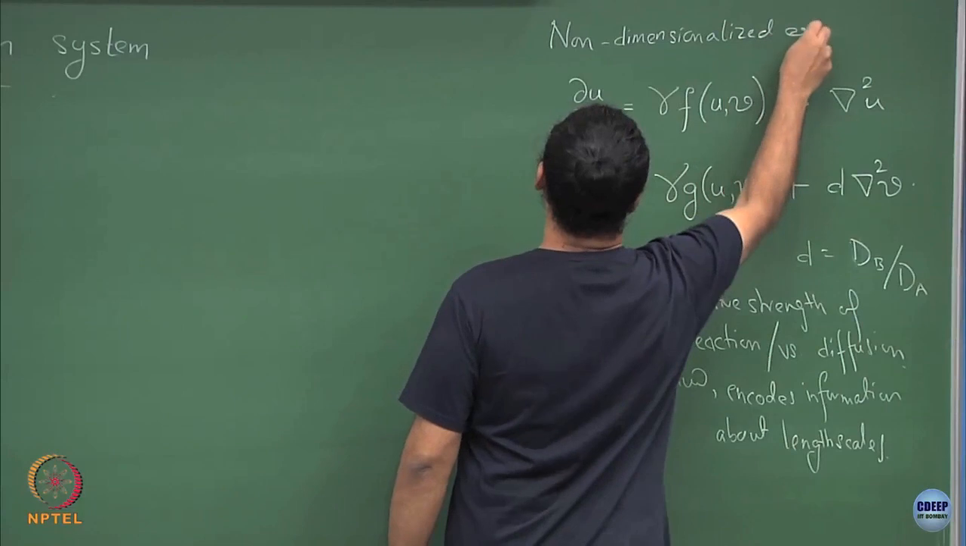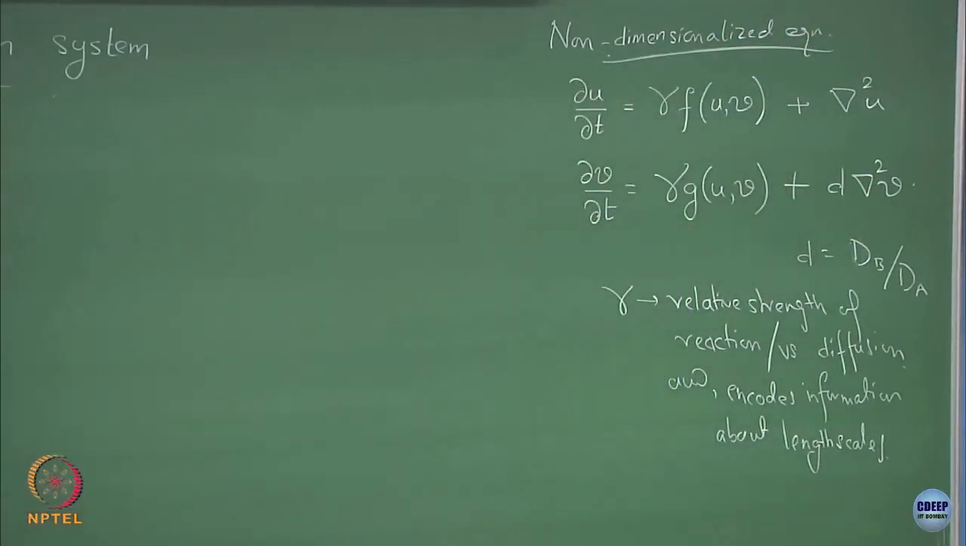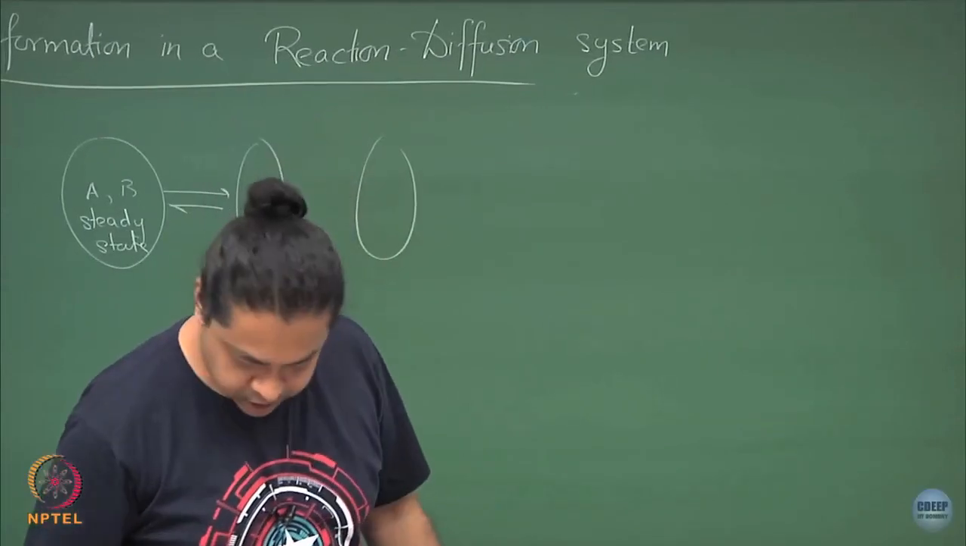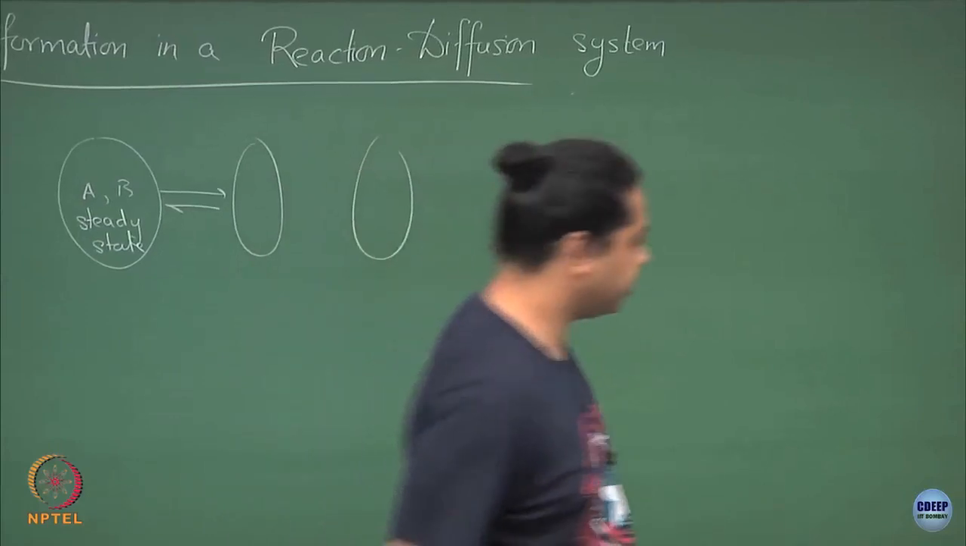So, these are the non-dimensionalized equations that I want to study quite generally again. I've not really changed anything from here to here, it is a different way of writing. Now, given that this is of course a differential equation, in order to solve it you need boundary conditions and you need initial conditions. So, let us specify some boundary conditions, let us say no flux boundary conditions.